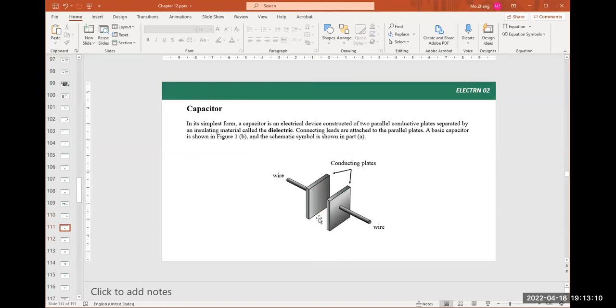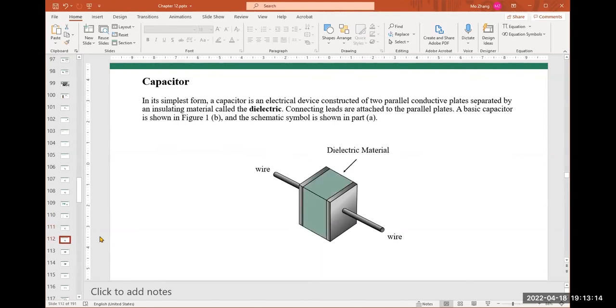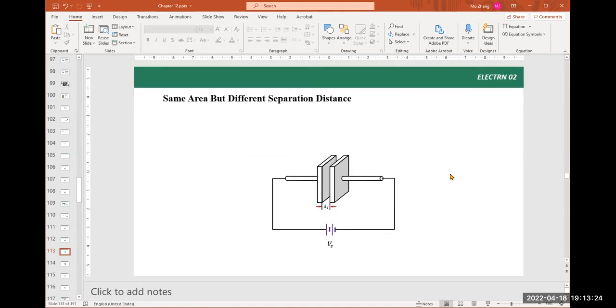Now, let's see, we have a capacitor and then we put some material inside. This green material is called dielectric material, or in short, just dielectric. Okay, let's do an analysis. Let's analyze capacitors and see what factors affect capacitance, which means the capability of the capacitor.